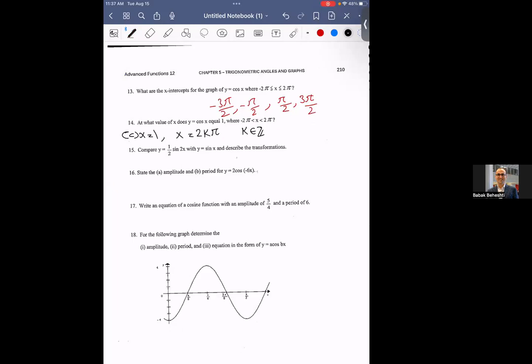Now, which one is between minus 2 pi and 2 pi? Here, it doesn't include minus 2 pi and 2 pi. The only one is 0. So in this specific interval, when x is between minus 2 pi and 2 pi, exclusive, the only solution is x equal to 0. I mean, in this interval.